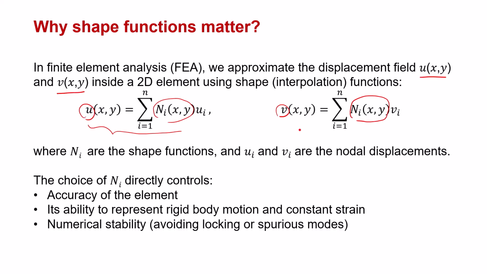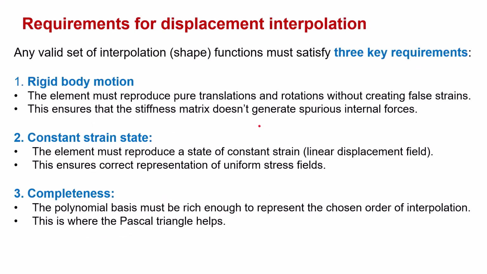So in particular, the choice of Ni or shape function controls the accuracy of the element, its ability to represent rigid body motion and constant strains, and its numerical stability, including the avoidance of locking or spurious modes. To choose appropriate shape functions, we need to understand the basic requirements for displacement interpolation. Any valid set of shape functions must satisfy three key requirements.